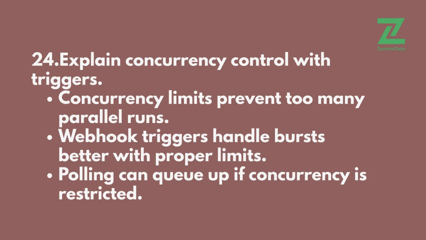Explain concurrency control with triggers. Concurrency limits prevent too many parallel runs. Webhook triggers handle bursts better with proper limits. Polling can queue up if concurrency is restricted.